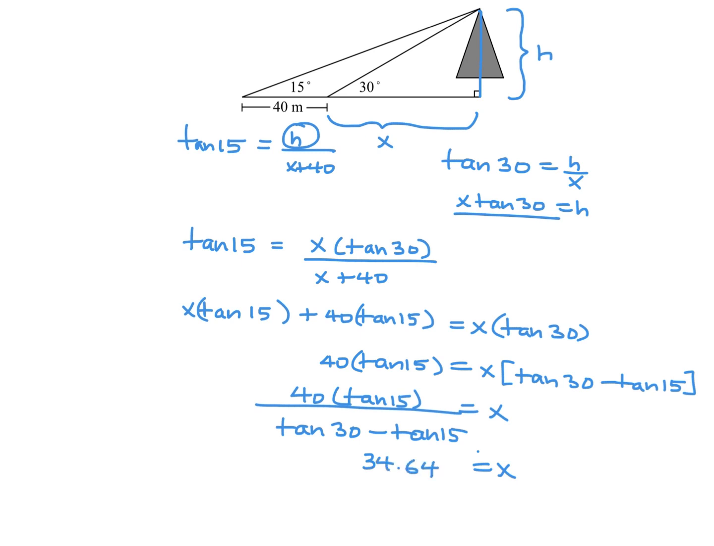But we don't want x, we want h. But h is this guy. So h is x times tan of 30. And when you do that, you will get a number that is exactly 20, or 19.9999 in your calculator.